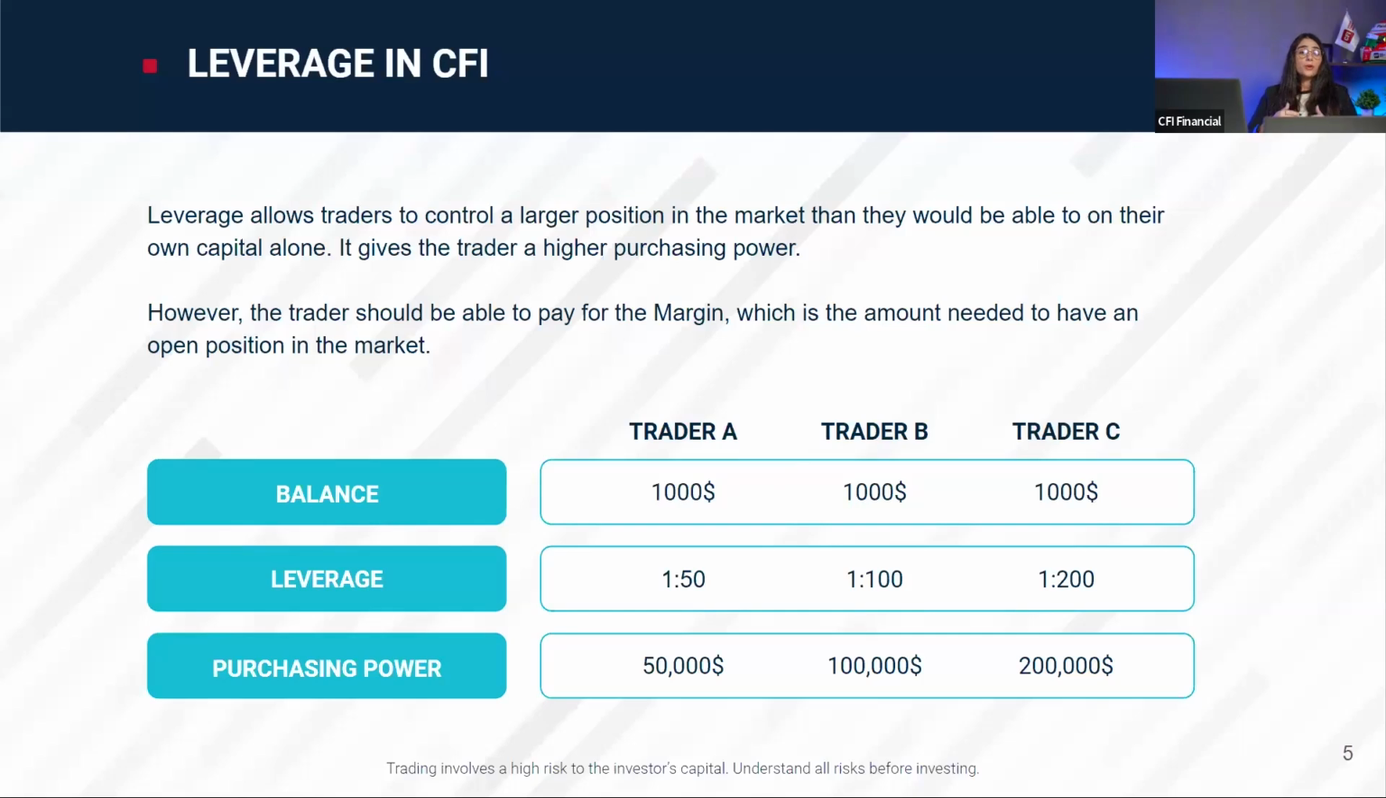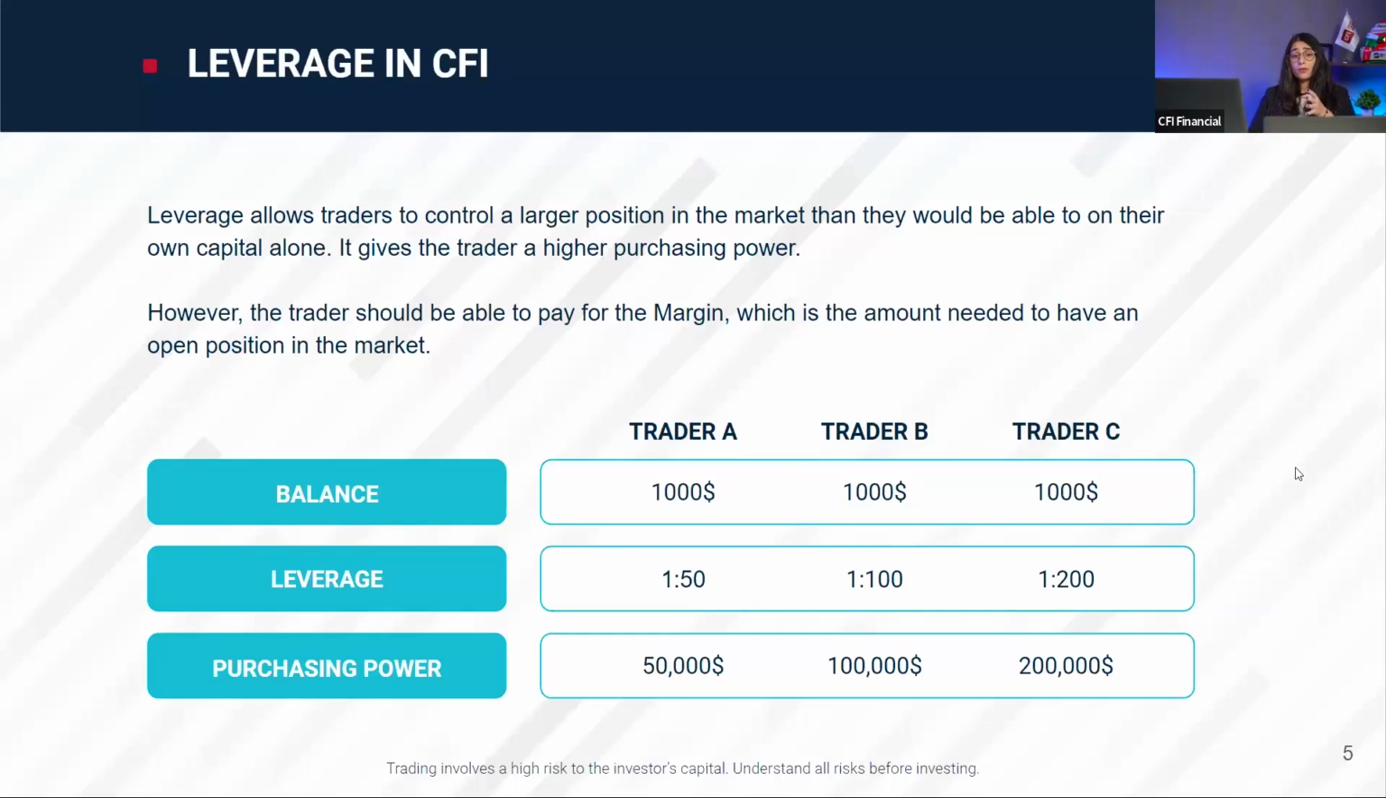However, when you have leverage, you need to have something called the margin. The margin, we're going to go through it later on in the next slide. Just for now, you need to know that when you're dealing with leverage, you need to have the margin. When you have the margin, that's when you're able to execute the trade.